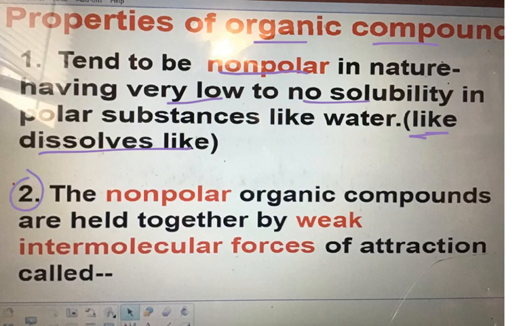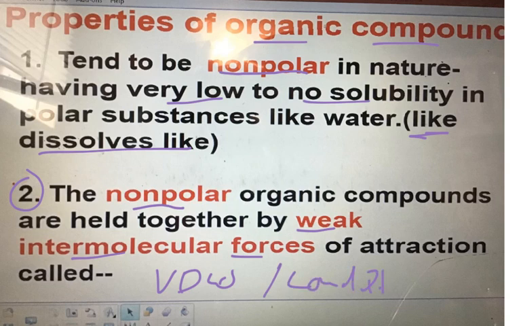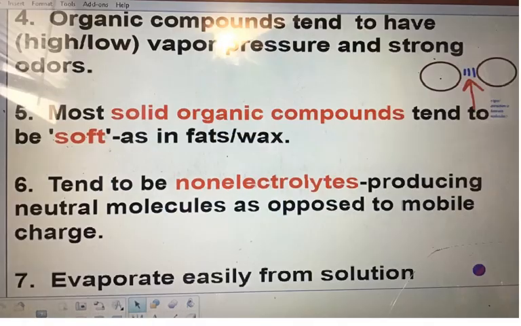Point number 2: nonpolar organic compounds are held together by weak intermolecular forces. What's that weak intermolecular force that holds nonpolar things together? We remember it to be VDW, Van der Waals force, and sometimes the book calls it London dispersion. So look that up: Van der Waals or London dispersion. That's why they're held together if they're nonpolar. Let's move on. For number 3, we'll change this number right here to 3, guys.